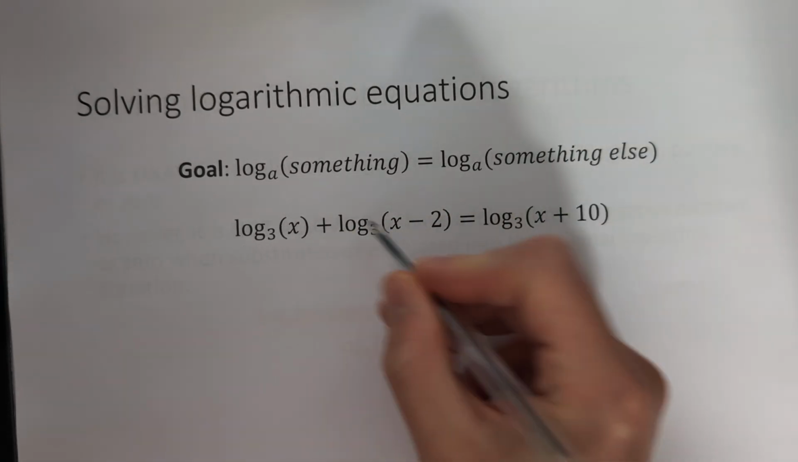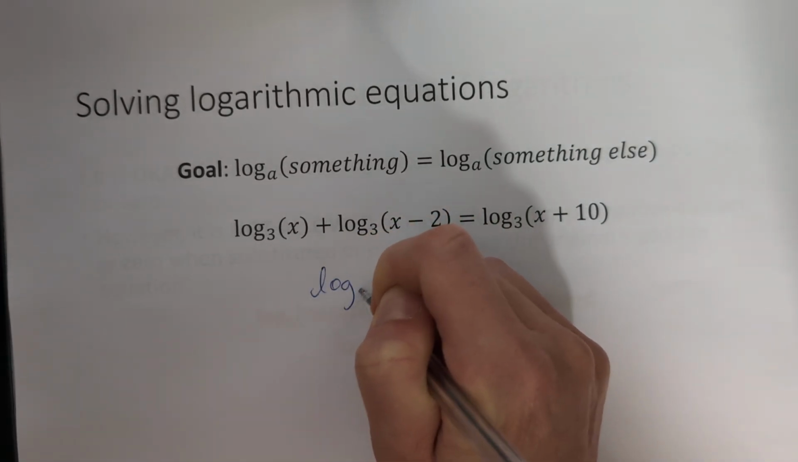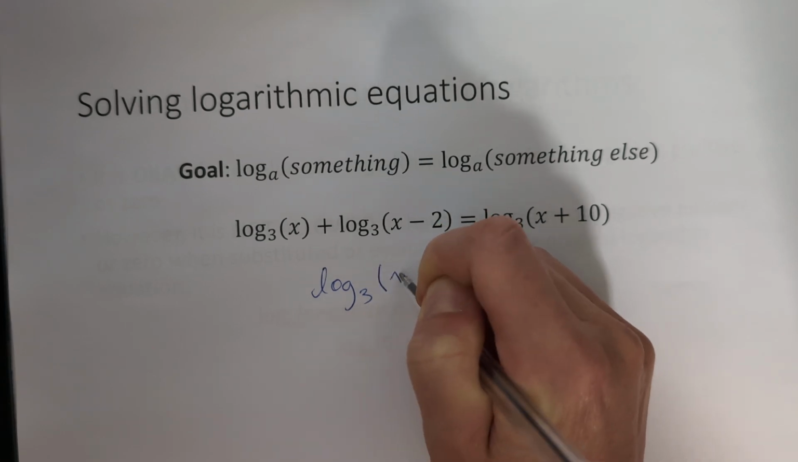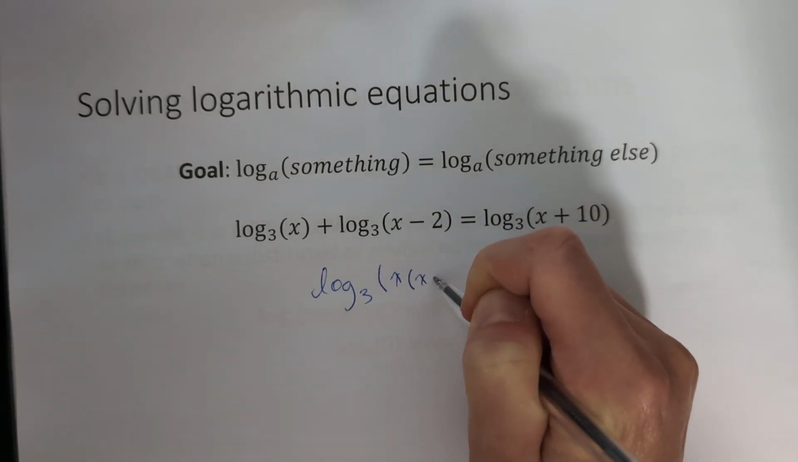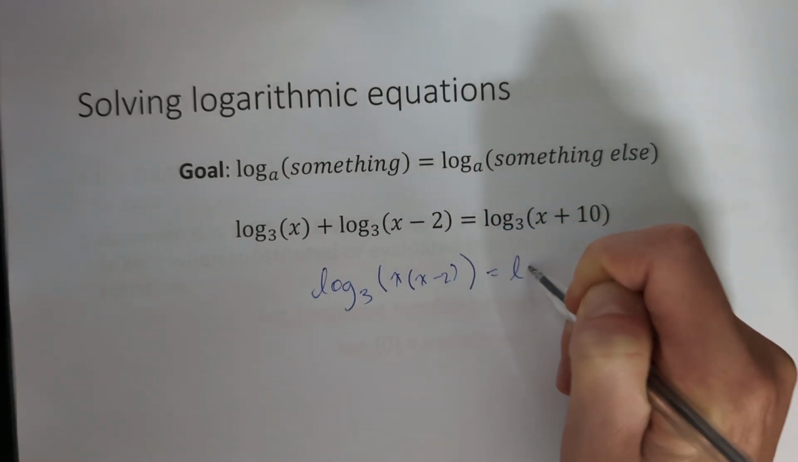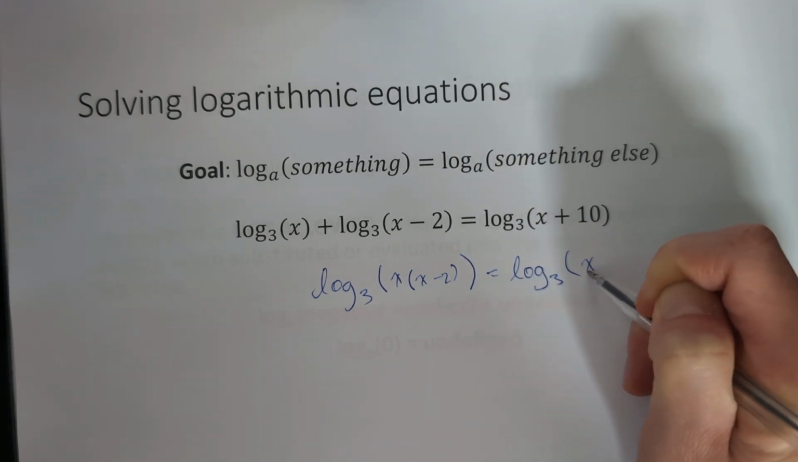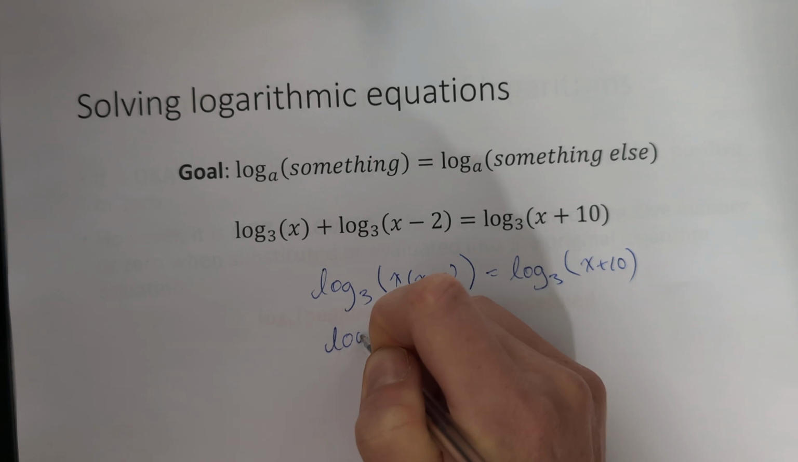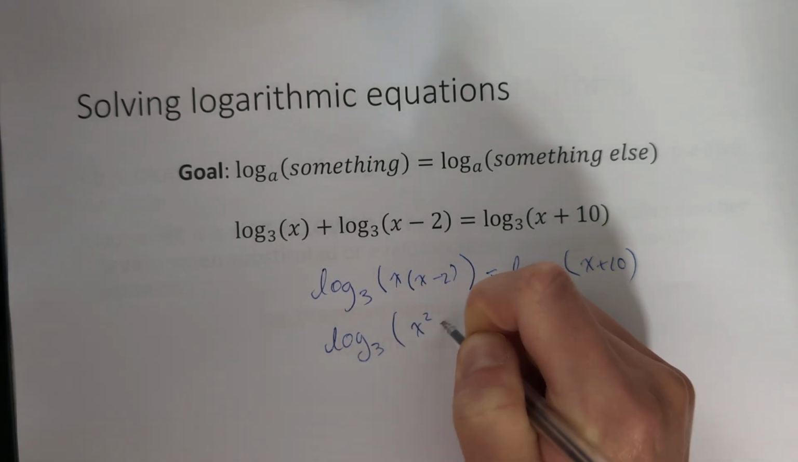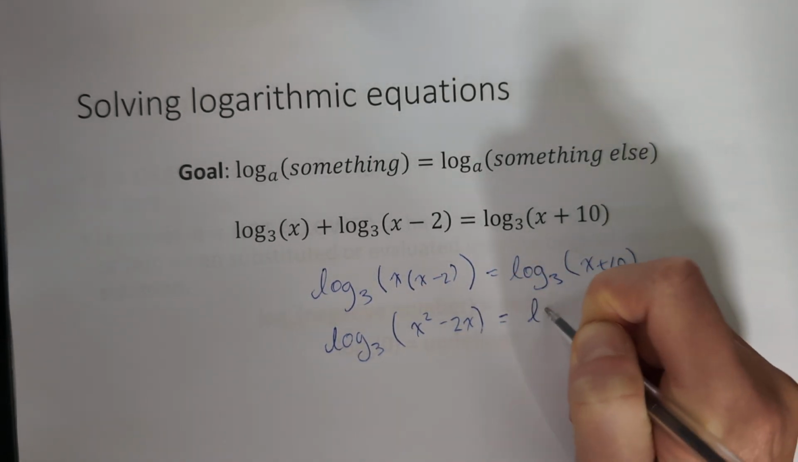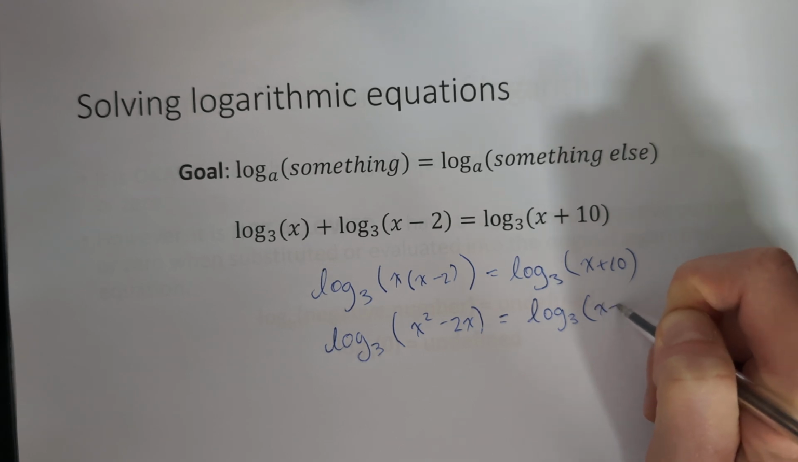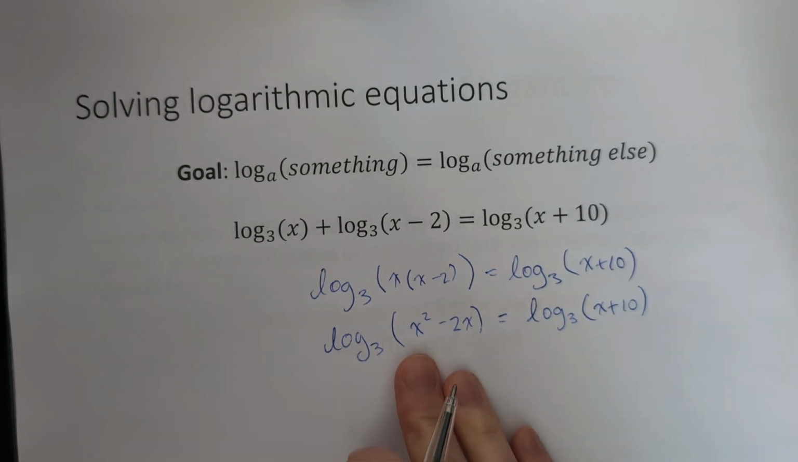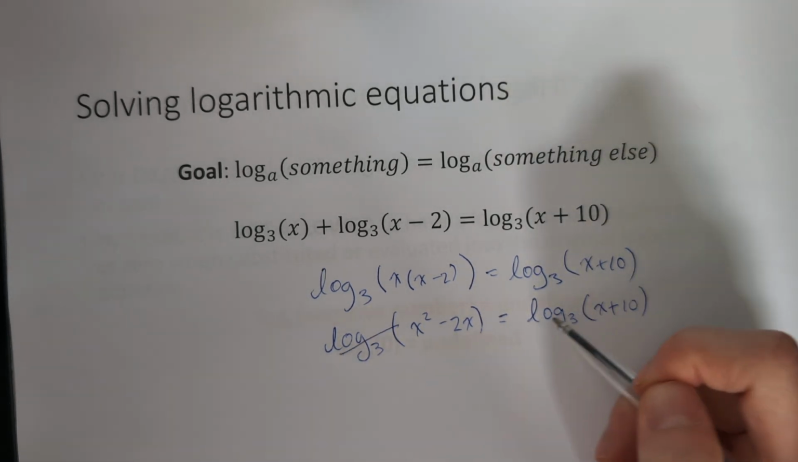But when I combine these two things, just like the last one, into one logarithmic term here, I get x times x minus 2 in parentheses. Again, the bases are the same, so I can do all of that. And this argument here is x squared minus 2x. And we can see this quadratic forming, and I can get rid of the logs.